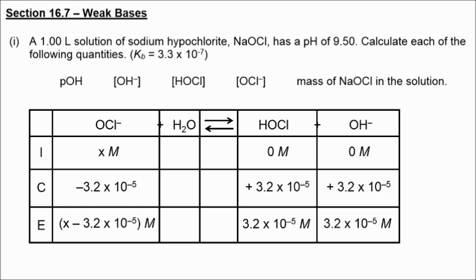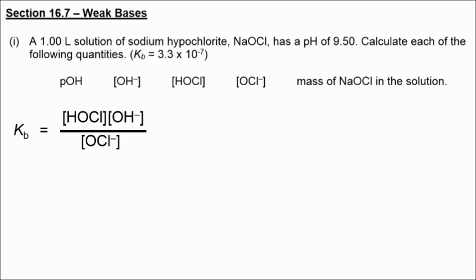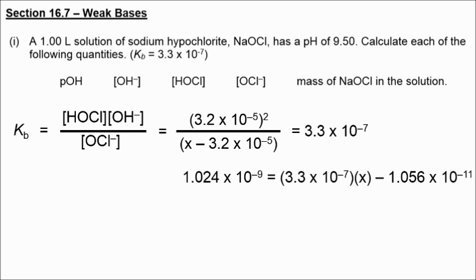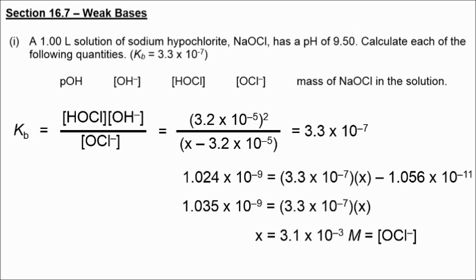Remember that the Kb was given to us. So there's the Kb expression for the hypochlorite ion. We plug in our information from the ice table. We set that equal to 3.3 times 10 to the negative 7, and we solve for x. When we do solve for x, we get 3.1 times 10 to the negative 3 moles per liter. So that is our concentration of hypochlorite.